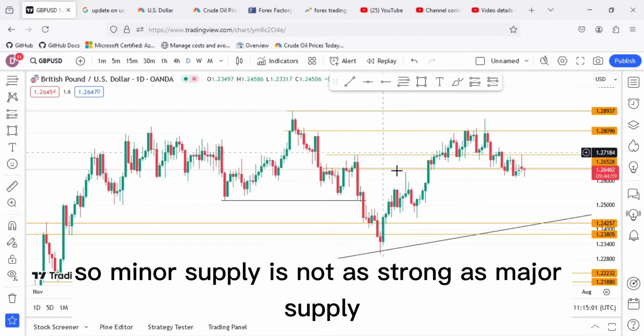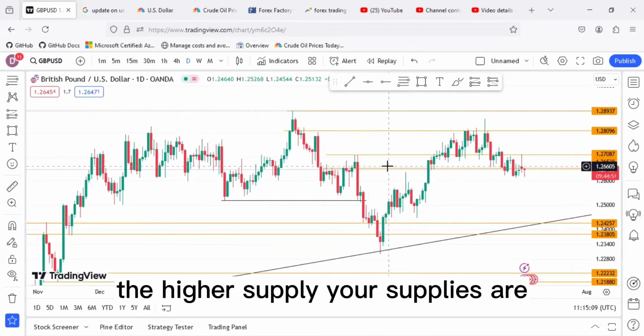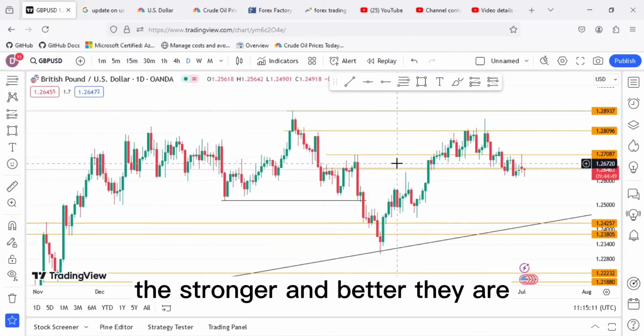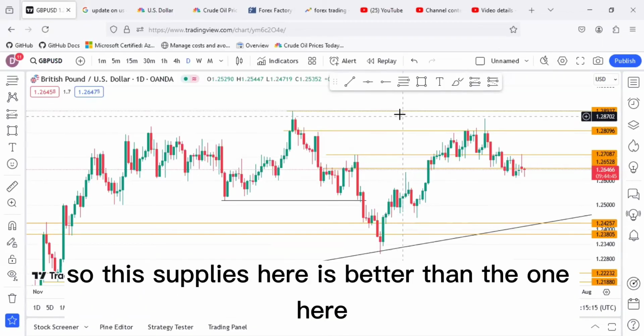Minor supply is not as strong as major supply. So the higher you go when you are in an uptrend, the higher your supplies are, the stronger and better they are. So that's how you identify high probability. So this supply here is better than the one here.